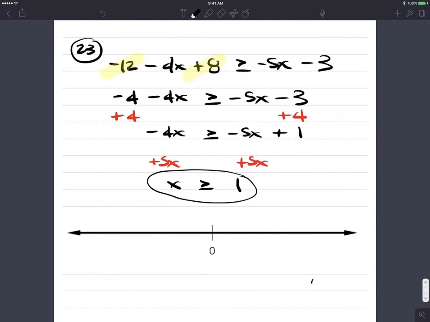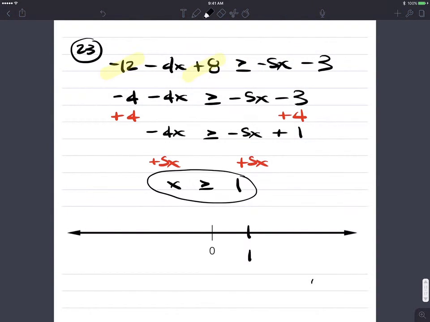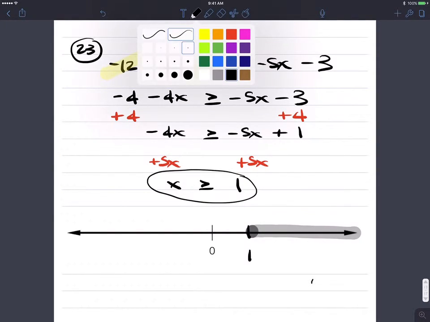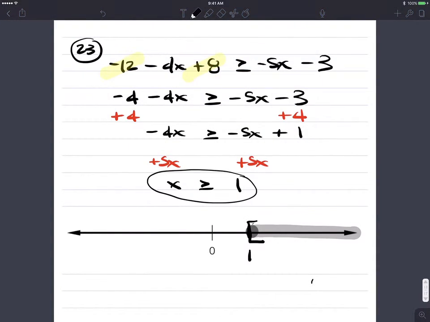We're now going to graph. 1 is positive, so it lives where all the other positive numbers live, which is to the right of 0. Because these numbers are greater than or equal to 1, we have to shade the numbers, or describe numbers, that are greater than 1. Larger numbers live to the right, and larger numbers than 1 are to the right of 1. Because this is greater than or equal, we're going to use the square bracket to communicate to the reader that we include the 1. This is the graph.